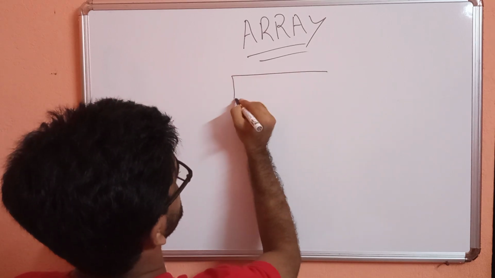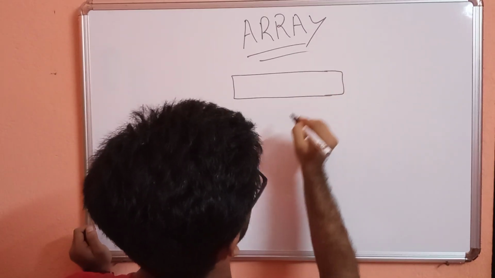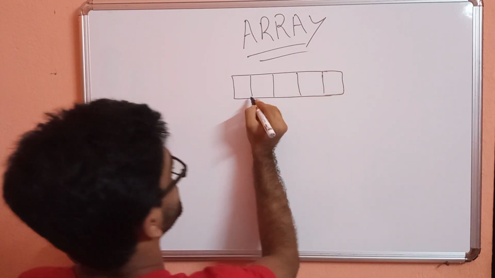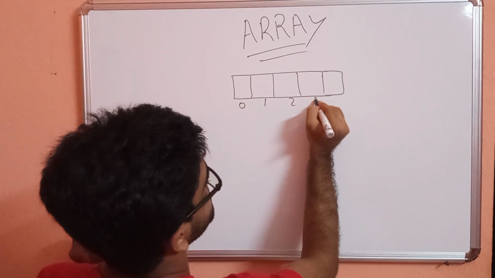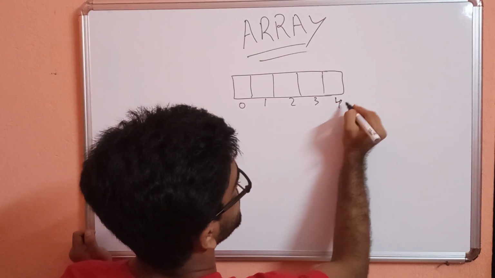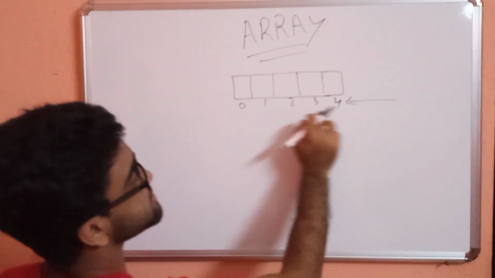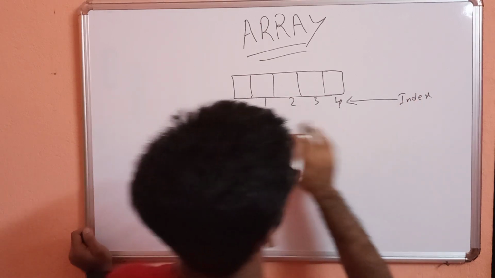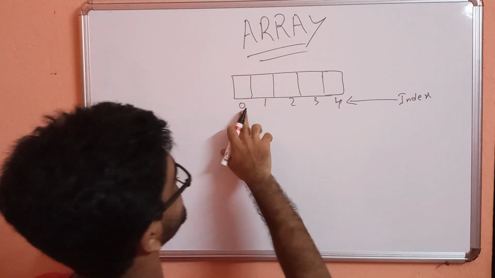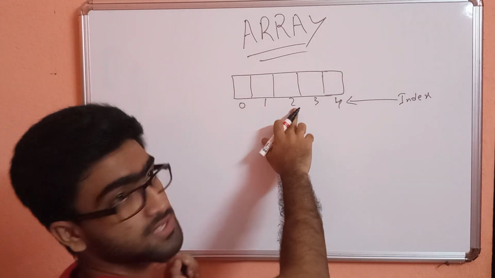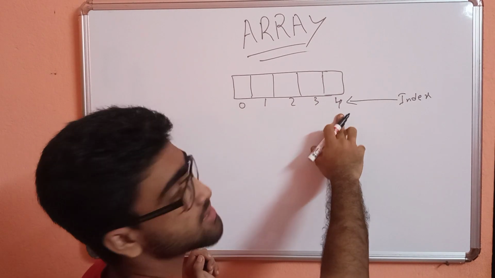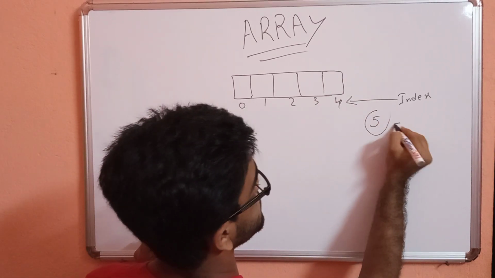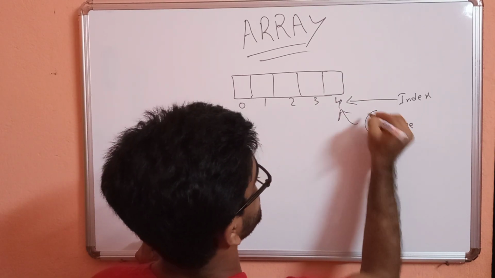Suppose this is an array. This is what an array looks like. Okay, and these are the indexes of the array by which we can access its elements. This is the 0th index, this is the first index, this is the second index, this is the third index, and this is the fourth index. This array is of size 5. Its size is 5.